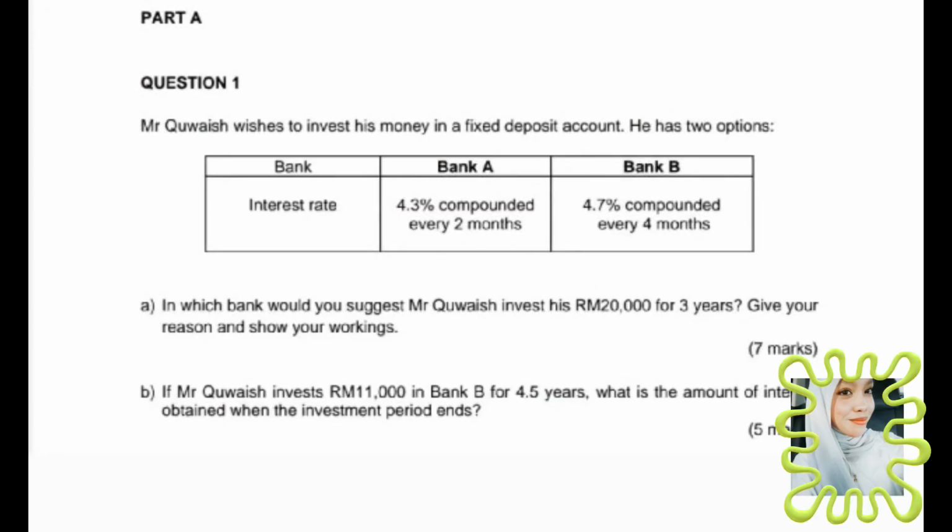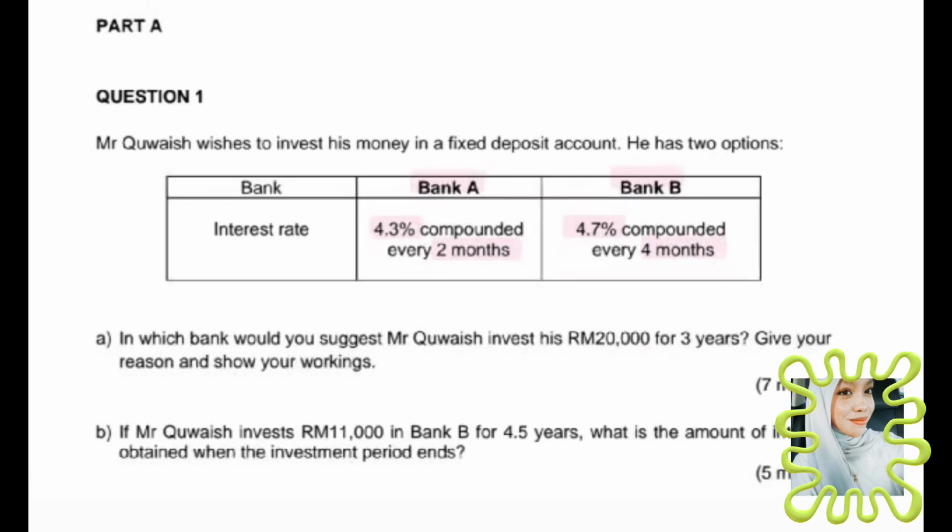Question 1. Mr. Quaish wishes to invest his money in a fixed deposit account. He has two options: Bank A, which compounds 4.3% every 2 months, and Bank B, 4.7% compounded every 4 months. So here, we get the value of K, which is 0.043, compounded every 2 months, which indicates M as 6. Next, for Bank B, we have K equals 0.047, compounded every 4 months, which is M equals 3.